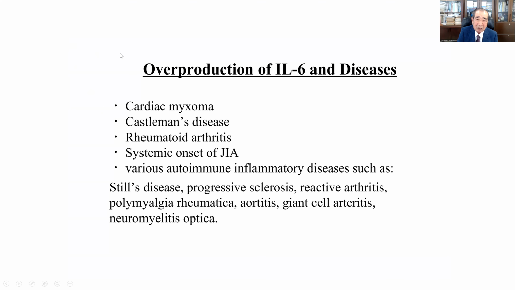An interesting thing is that overproduction of IL-6 is seen in various diseases, for example, cardiac myxoma, where patients who have benign tumors in the heart show very strong inflammation, fever, and so on, due to the presence of the myxoma in the heart. Also Castleman disease, rheumatoid arthritis, systemic onset juvenile idiopathic arthritis, and various autoimmune inflammatory diseases, such as Still's disease, progressive sclerosis, reactive arthritis, polymyalgia rheumatica, aortitis, giant cell arteritis, neuromyelitis optica, and so on.